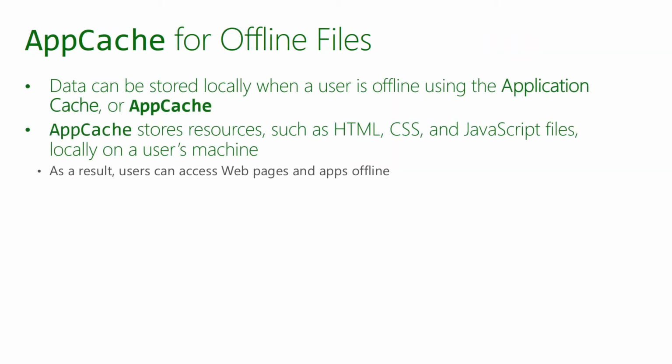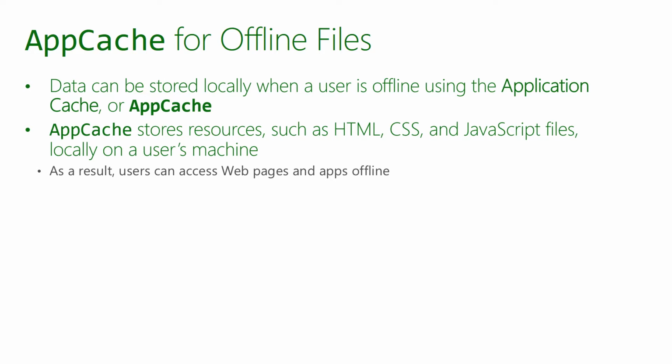Okay, let's have a look at app cache. Okay, now data can be stored locally when a user is offline using application cache or app cache. It's worth noting that this does appear in the MTA PDF, but is not now implemented. Okay, so app cache has been deprecated, but as it is mentioned in the book, we're just including it here, just on the off chance that it might come up in the exam.